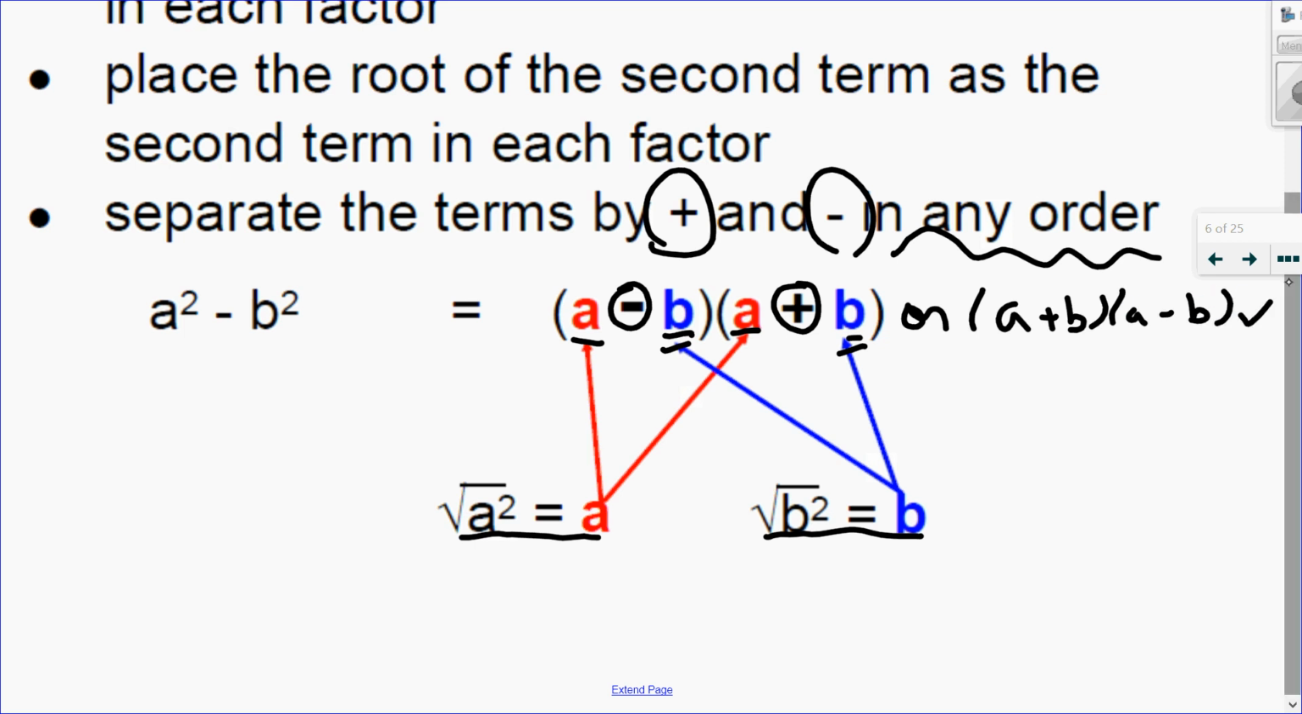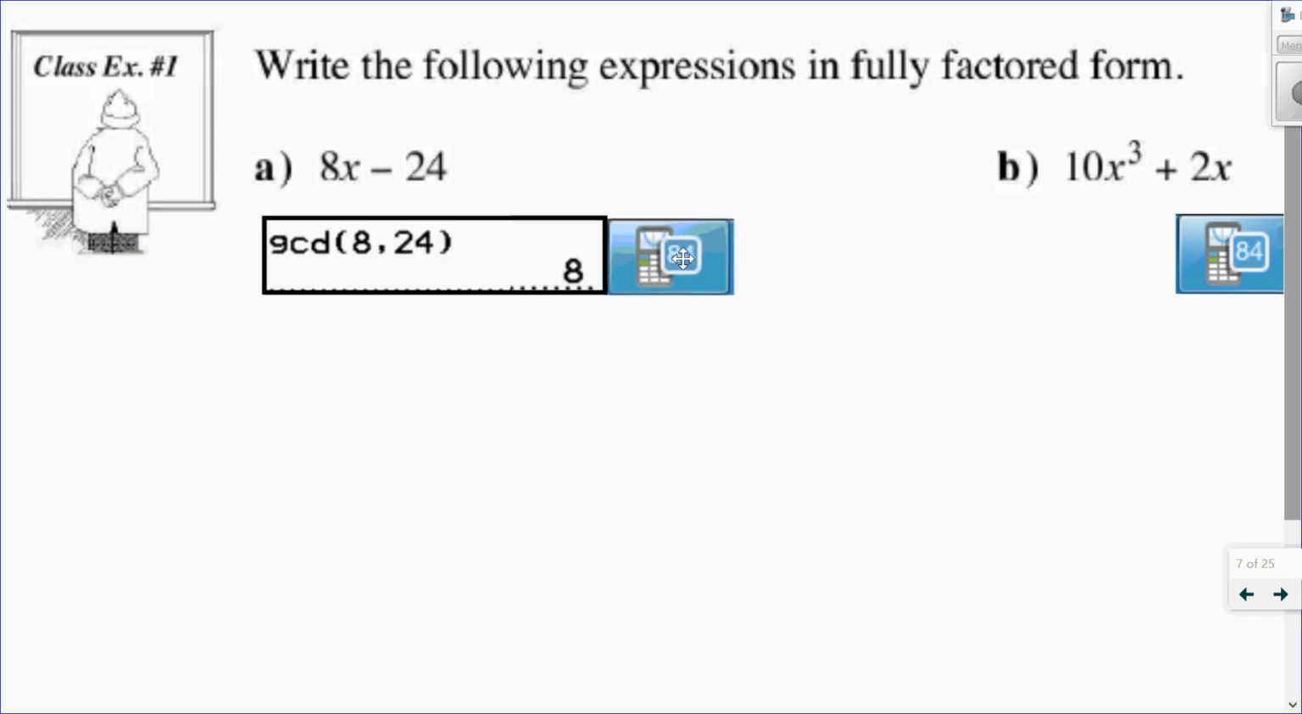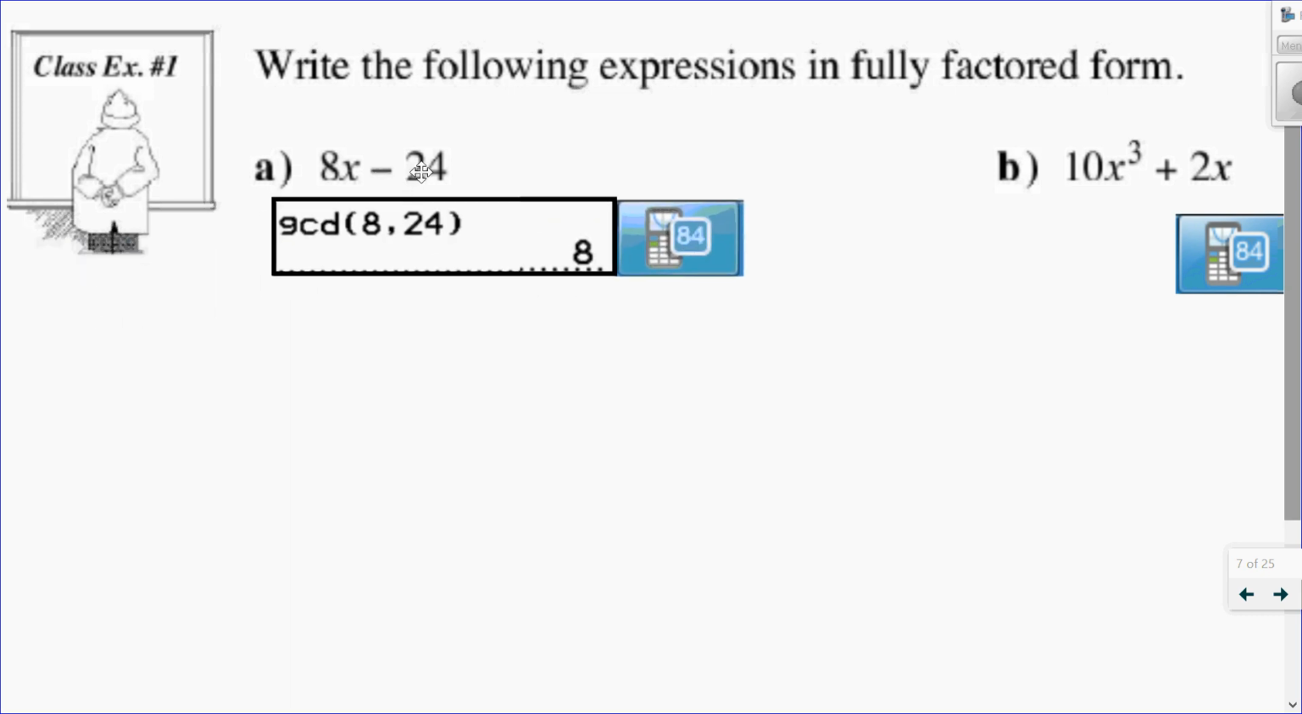Okay, so now that you know the two ways that we're going to factor, let's practice. So I want to write the following expressions in factored form. The very first thing that I look for in every question that I do is, is there a GCF? So looking at 8 and 24, notice it was a negative. I still did it as a positive. The greatest common factor between 8 and 24 is 8.